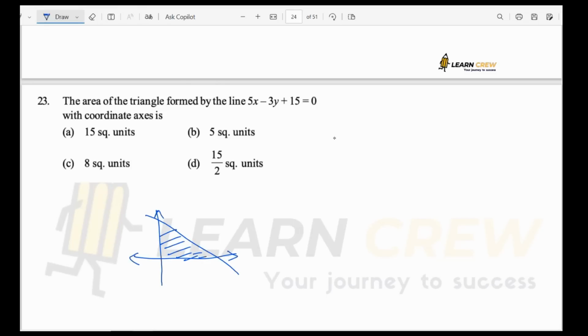So how can I write this? 5x minus 3y is equal to minus 15. Yes or no? I am dividing this by minus 15. So how much am I going to get? It is nothing but x by minus 15 by 3 plus. Okay. Minus only I am writing.